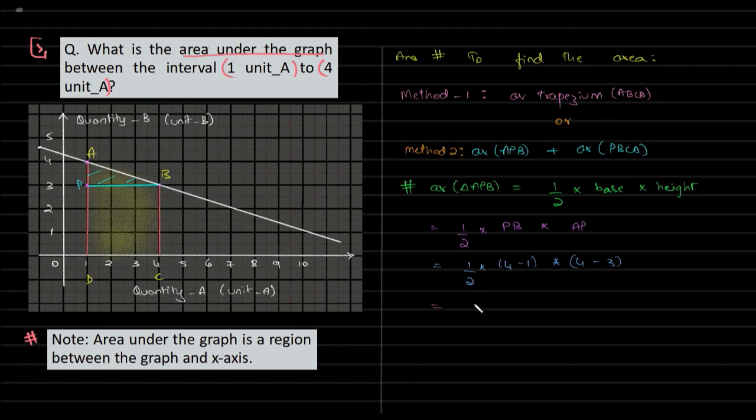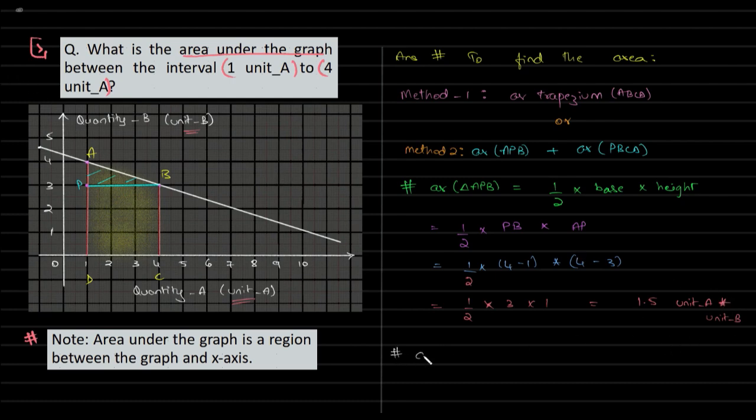Okay, so this is your region, half into 3 into 1. So this is nothing but 1.5, right? Simple calculation, not that difficult. And the unit would be, since we are multiplying x and y axis, whatever the units over here are your units of the answer. We just need to multiply them. Unit A into unit B. So that would be the unit of this particular answer.